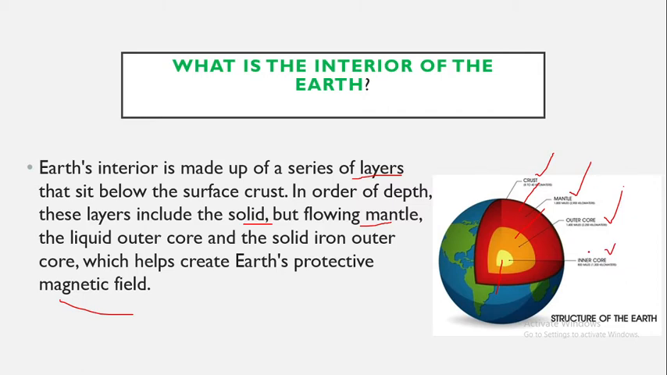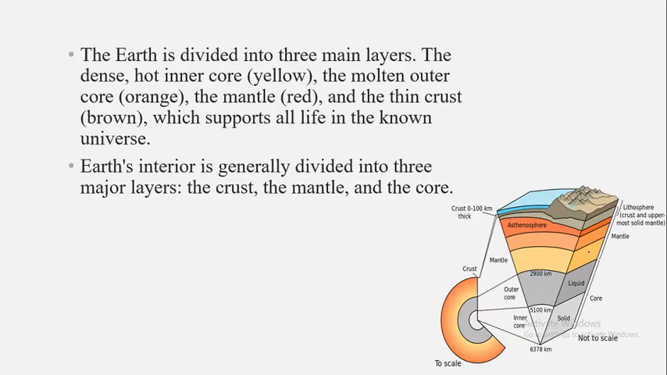Earth's interior may be divided into parts: there is a crust, there is a mantle, and there is a core. Mainly three: crust, mantle, and core. The crust is the outermost surface. From the crust, the next portion is the mantle. Then from the mantle to the inner portion is the core region. So the Earth is divided into three main layers.